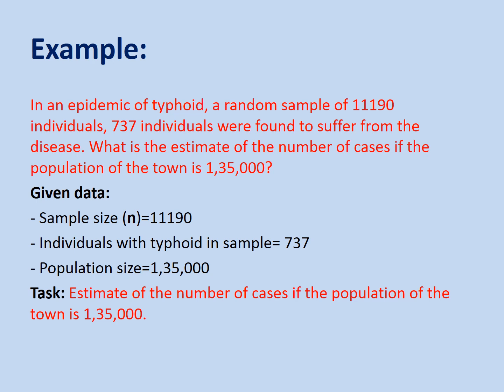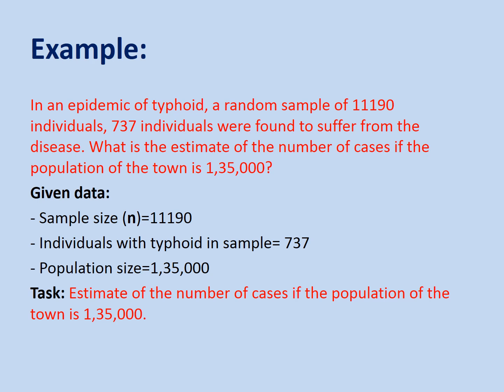So have you understood the question? The task here is to estimate the number of persons suffering from typhoid in the whole town. For that, what is our methodology? We have selected a sample of 11,190 individuals from the population of 1,35,000.